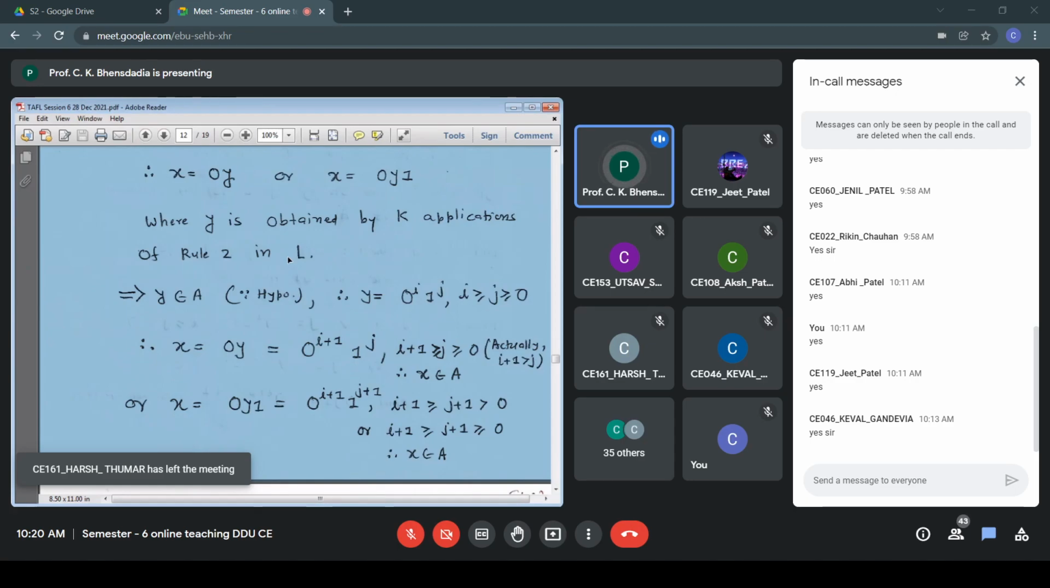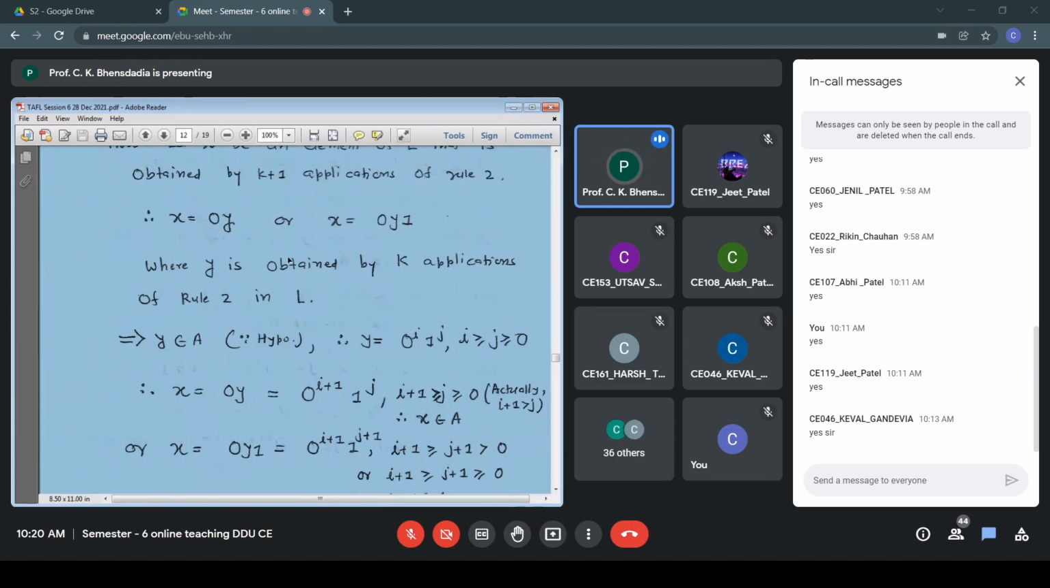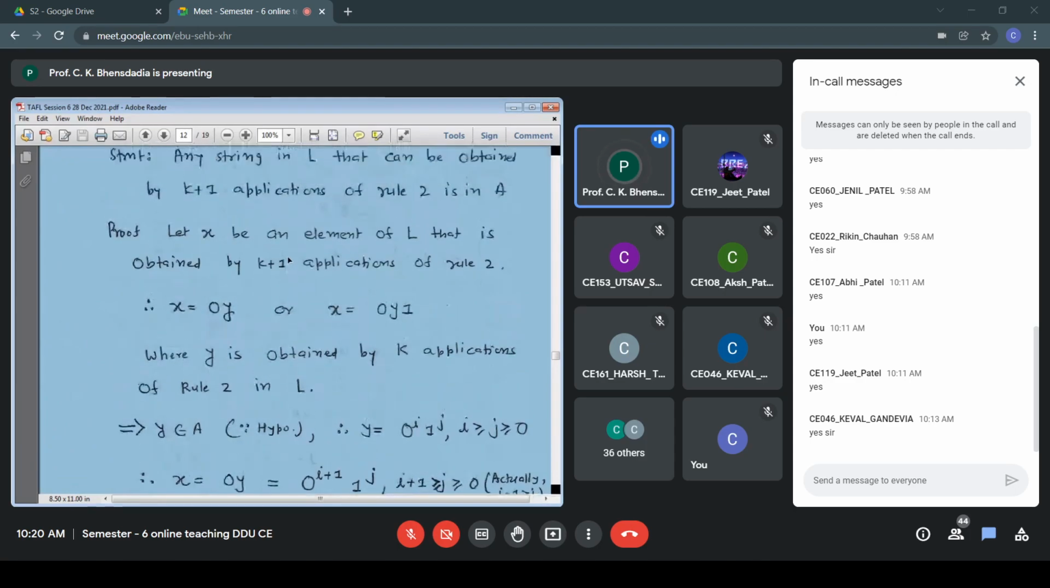Once again, in the second case, x equal to 0y1, I have shown that the structure of x is such that it belongs to A. So in both the cases, x belongs to A. That was the statement to be proved.